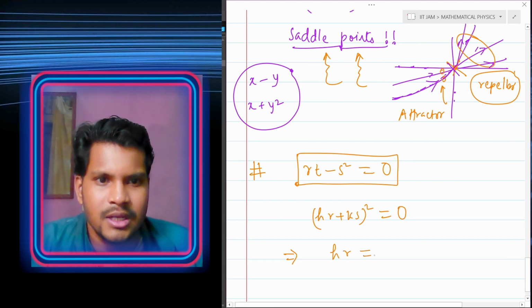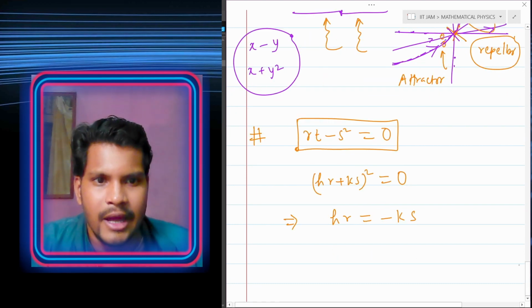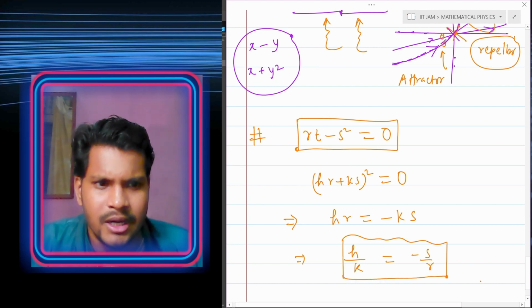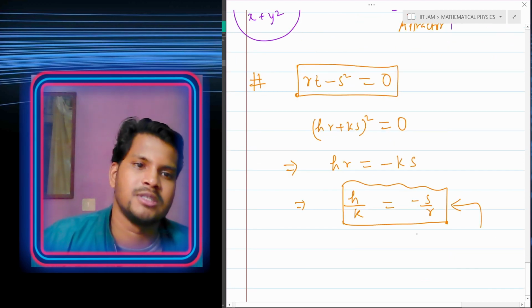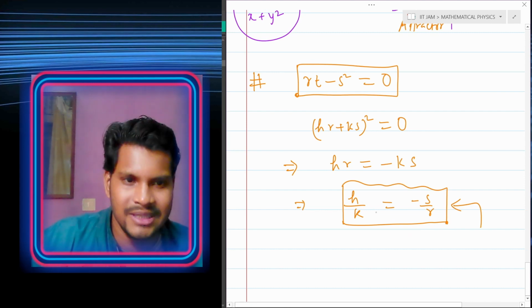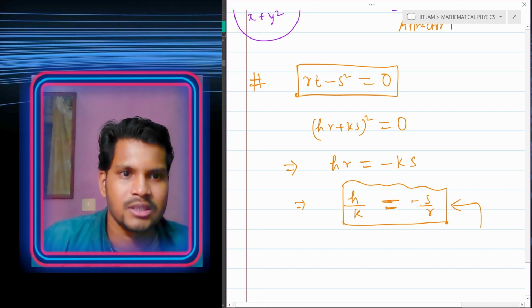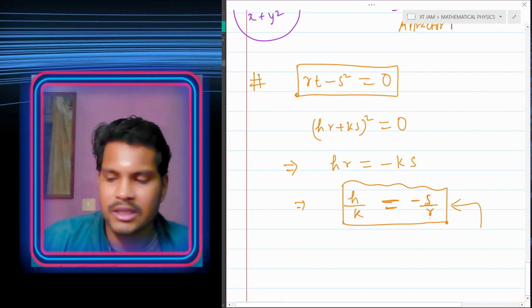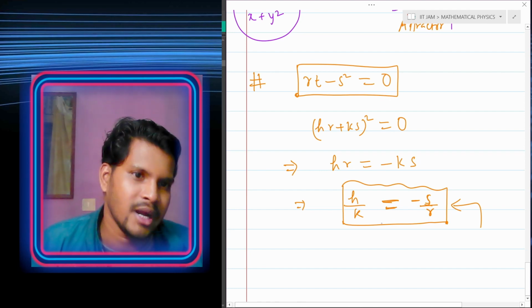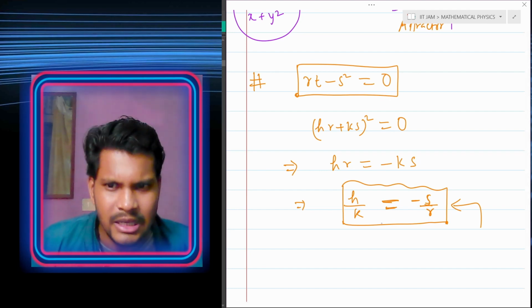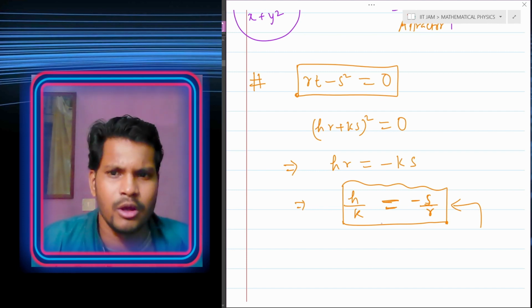So I can simply say that hr is equal to ks, and then I can take the ratios, h over k and minus s over r. You can also check whether this function shows any kind of maxima or minima: just find the ratio, and if these ratios come out equal with a negative sign, then you can say that you cannot comment anything about it. Then you have to use a different technique to understand the maxima and minima. So this is the whole concept of finding the extremum value.